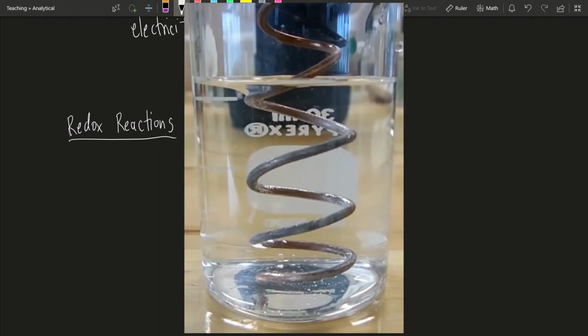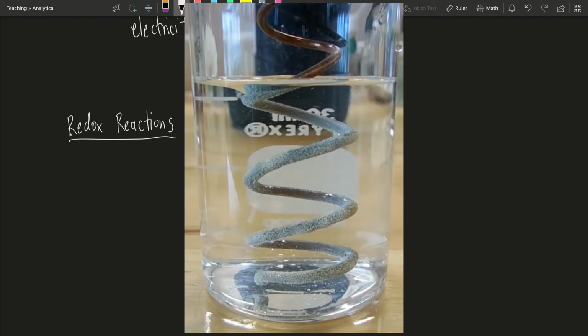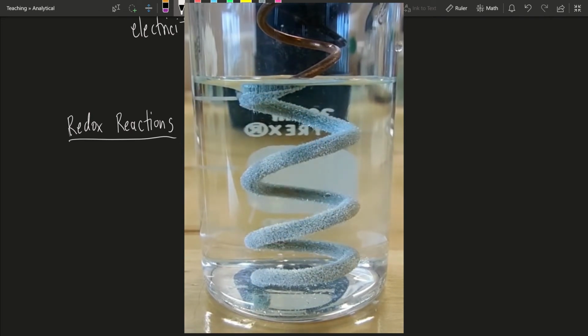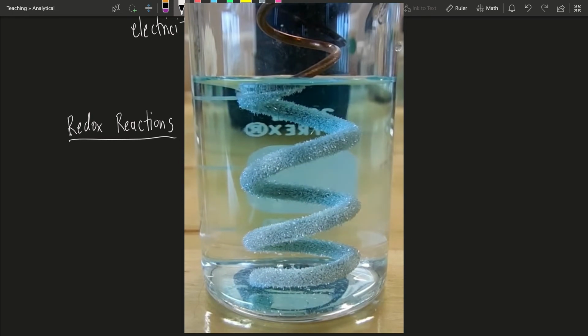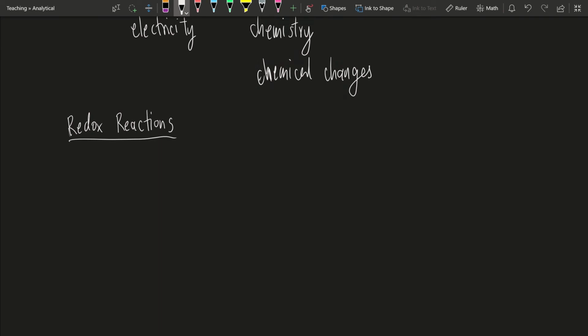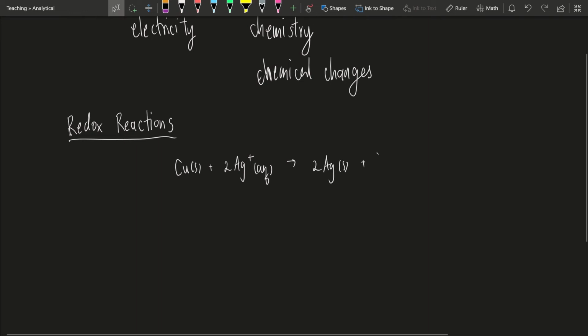For example, if you have seen the symmetry experiment in which you put the copper wire in the solution of silver nitrate and you leave it for a while, as a result, you get a tree composed of silver metal, and your solution is going to turn blue because you gain more copper 2 ion, which has blue color. So from this experiment, we can write the reaction as follows. Copper solid plus 2 silver ion in aqueous, and you get 2 silver metal as the product and the copper 2 ion.